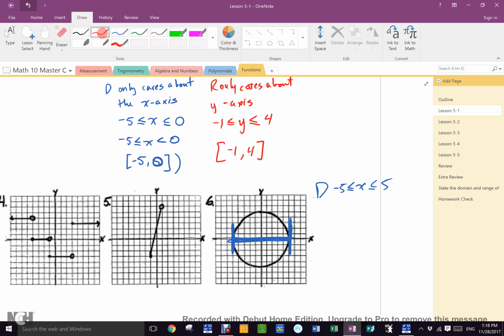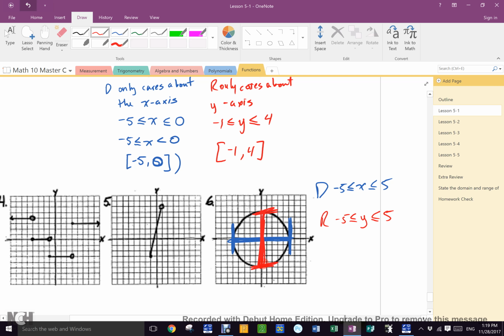The range only looks at the up and down. -5 less than or equal to y, and it goes up to 5. That's the range, because it's only on the y-axis.